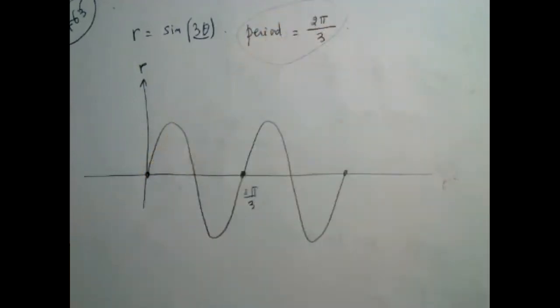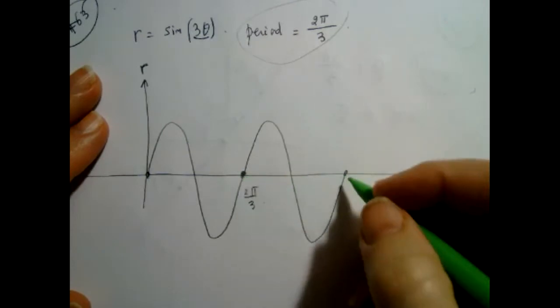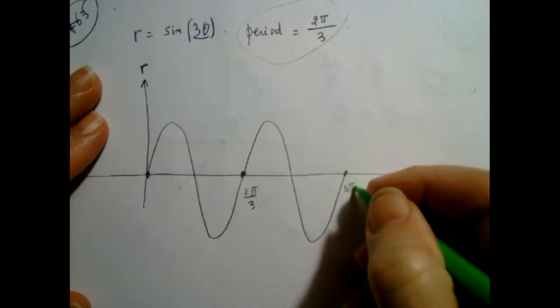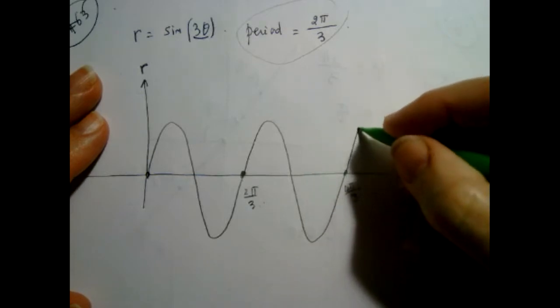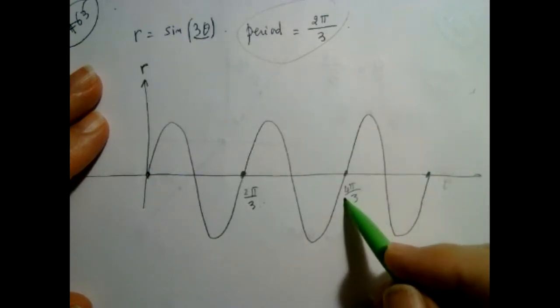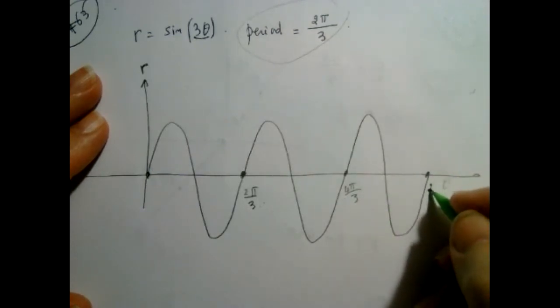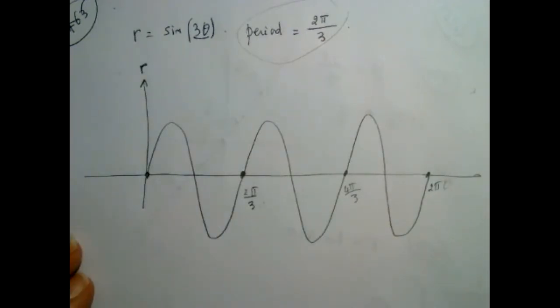So we're going to erase this. Now, 2 pi over 3 plus 2 pi over 3, so this point is 4 pi over 3. And finally, it repeats itself one more time. Go up, down, up. 4 pi over 3 plus 2 pi over 3, this is the 2 pi. So it repeats itself 3 times between 0 and 2 pi.